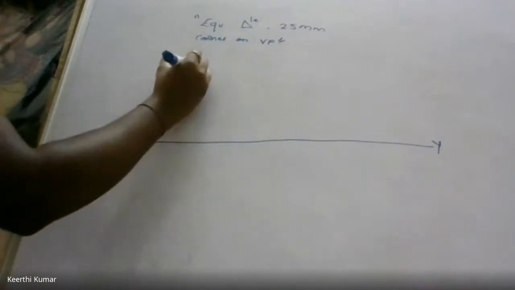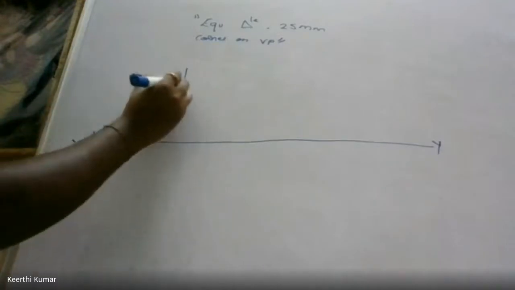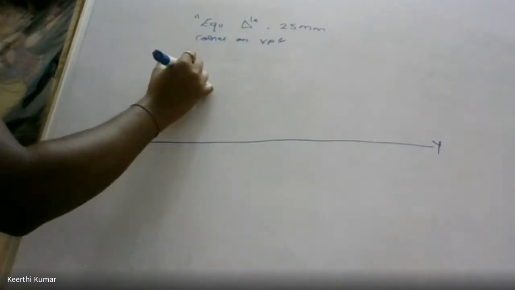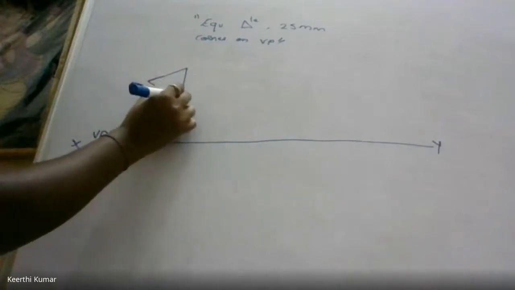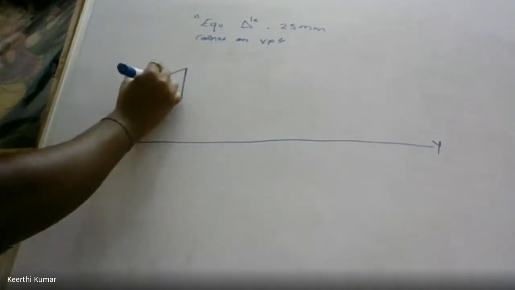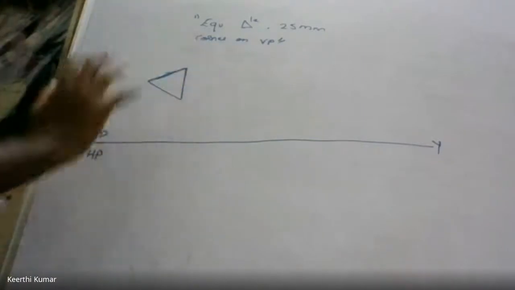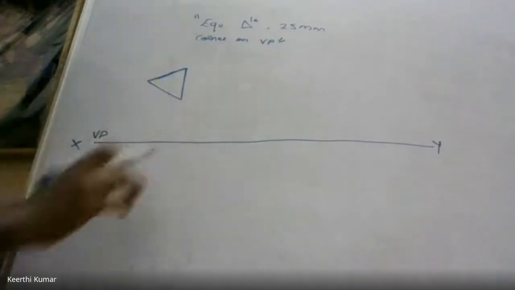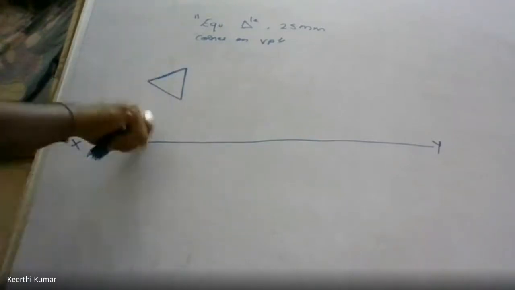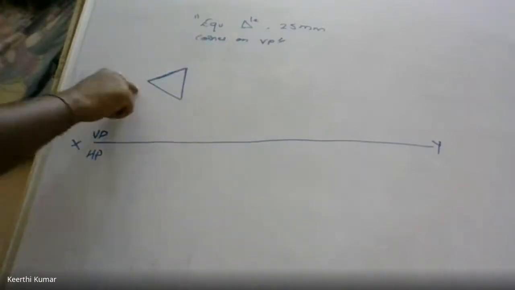So first I will draw a vertical line of 25 mm sides. Since it is an equilateral triangle, I will draw 60 degrees and I will draw 60 degrees. So this becomes the equilateral triangular lamina resting on VP. That means the lamina is touching VP now. If the lamina is touching VP, how will the top view come? Can you tell? This is the front view. If I see from the front, it will look like an equilateral triangle resting on a corner.